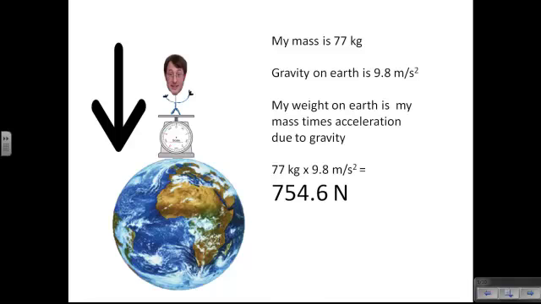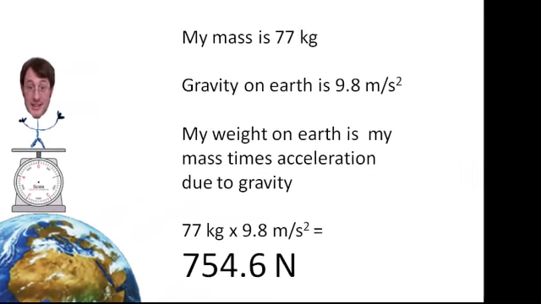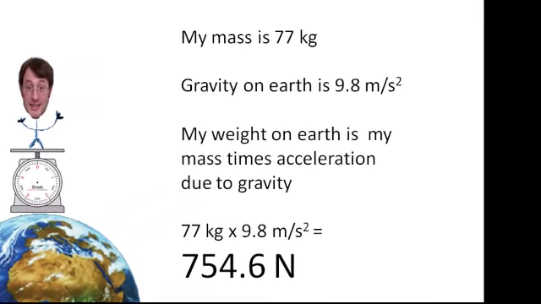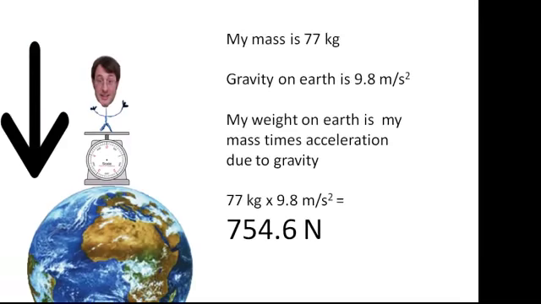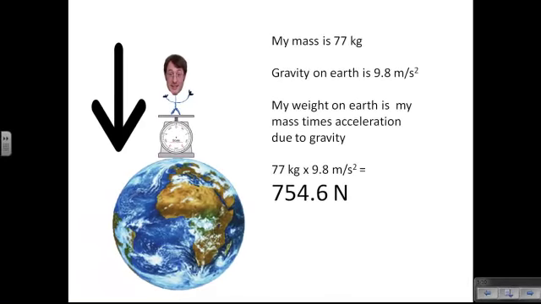Now gravity is also pushing down on all that mass with an acceleration of 9.8 meters per second squared on Earth. So my weight on Earth is taking my mass times my acceleration due to gravity, 77 kilograms times 9.8 meters per second squared, and I get 754.6 newtons. That is my weight on Earth.